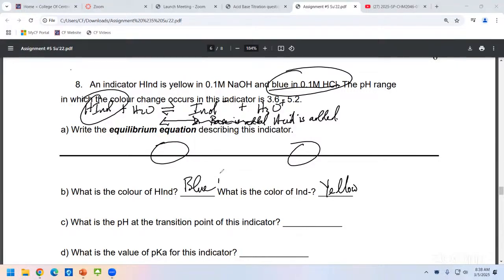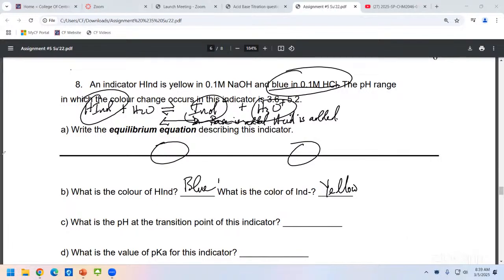In an acid environment, it becomes blue, and that's because the HIND is blue, right? That molecule predominates because when you add acid, you're increasing the concentration of H3O plus, you're shifting the equilibrium to the left, which basically favors the formation of the HIND, which has a blue color because that's what the question says. It's blue in 0.1 molar HCl. And then the yellow is due to the IND minus because when you remove the hydronium ion, when you add the base, it shifts to the right, favoring the formation of the IND minus, and therefore the resulting solution is yellow.